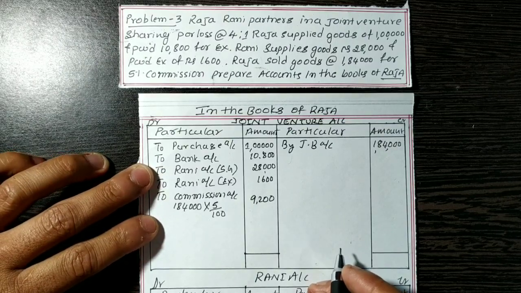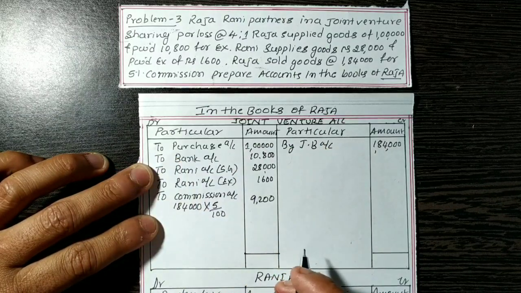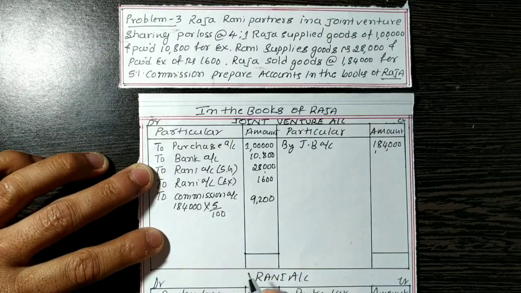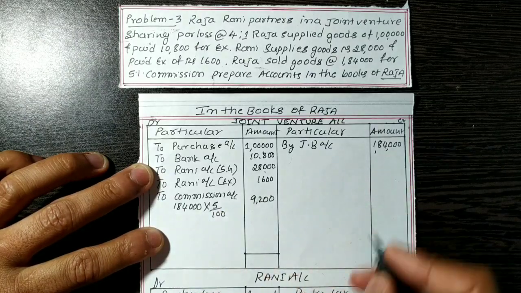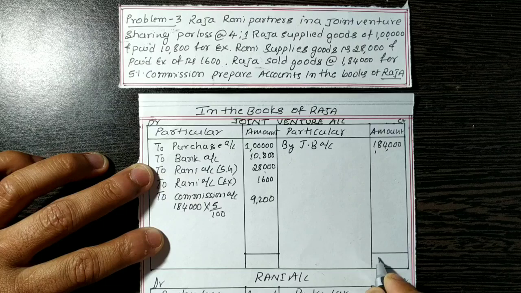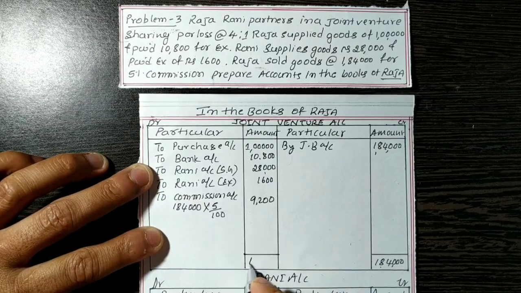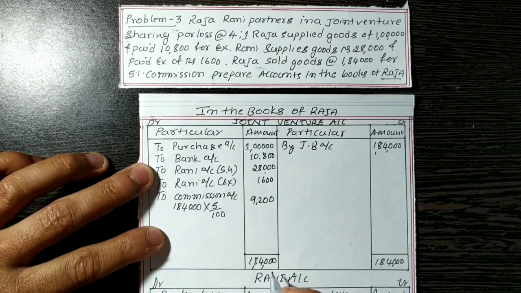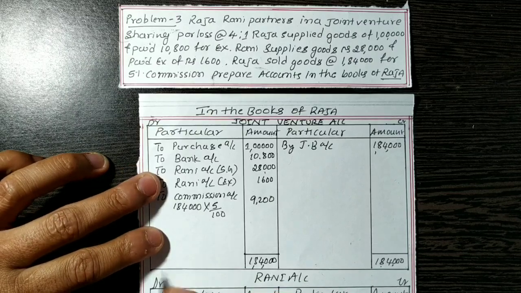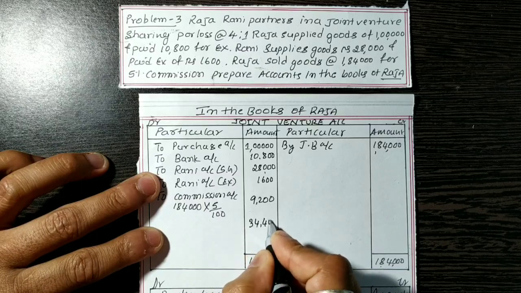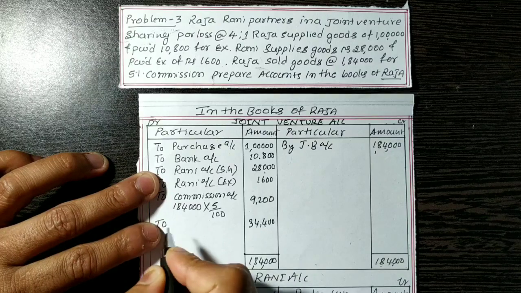So at last, prepare accounts in the books of Raja. Now each and every transaction given in the problem has been considered. Go through the total. Which side is more? 1,84,000, the credit side is more. Take the balance to both sides. From the 1,84,000, deduct 1,10,800, 28,000, 1,600 and 9,200. The remaining amount is 34,400.